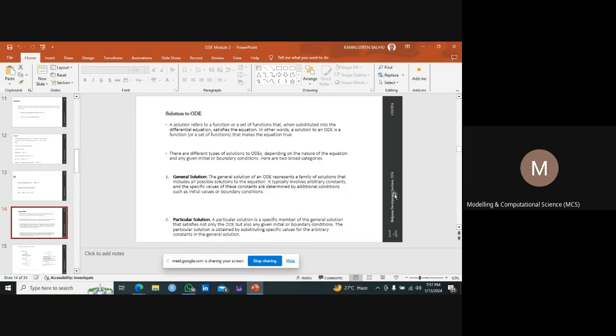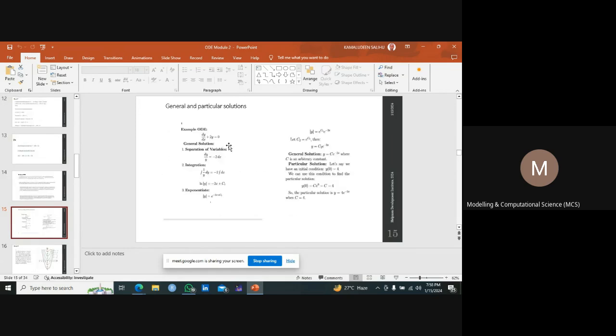As I was saying, the general solution typically involves an arbitrary constant, and the specific values of these constants are determined by additional conditions such as an initial value or boundary value. The definition of a particular solution is a specific member of the general solution that satisfies not only the ordinary differential equation but also any given initial or boundary value conditions. The particular solution is obtained by substituting a specific value for the arbitrary constant in a given general solution. I have already said this earlier. So the difference between the two is that for the general solution, you'll have an arbitrary constant attached to it, while for the particular solution, you'll not have an arbitrary constant attached to it. When we solve this, I think we will understand it better.